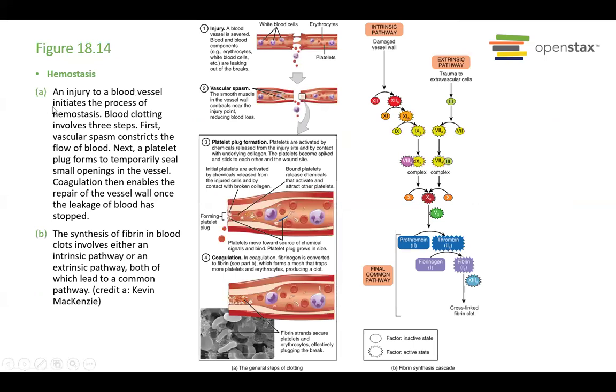Hemostasis is when an injury to a blood vessel initiates the process of hemostasis. So you would have blood clotting, involving three steps. First, you would have vascular spasm that constricts the flow of the blood, and next you would have a platelet plug. The platelet plug would form to temporarily seal small openings in the vessel, and then you would have coagulation. The coagulation would enable the repair of the vessel wall once the leakage of the blood has stopped, with the synthesis of fibrin in the blood.